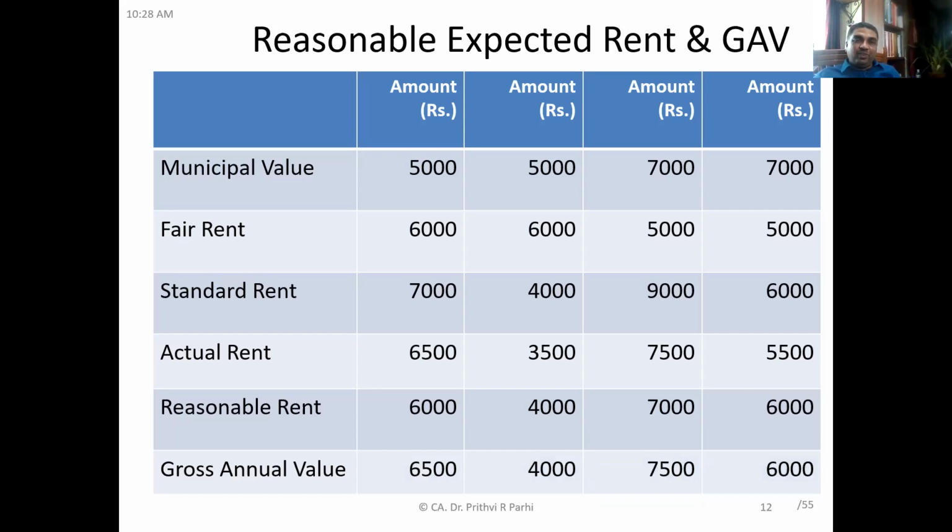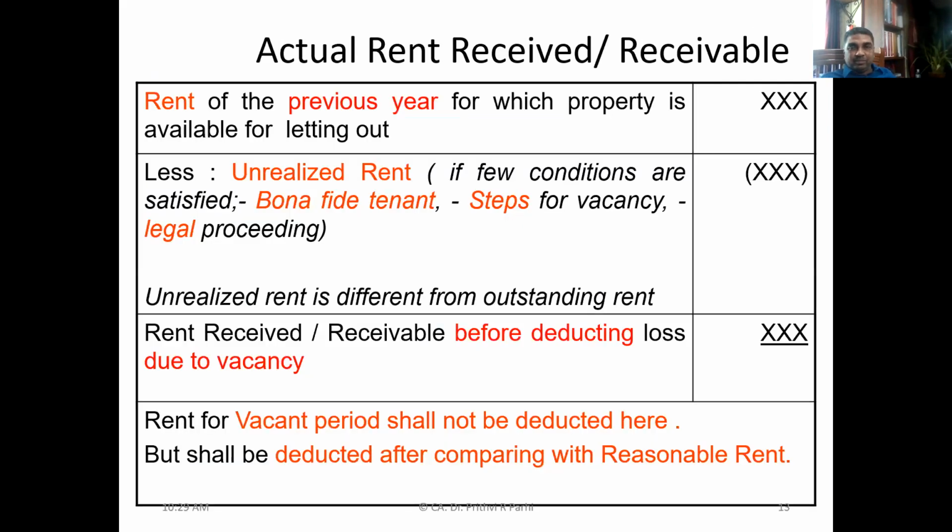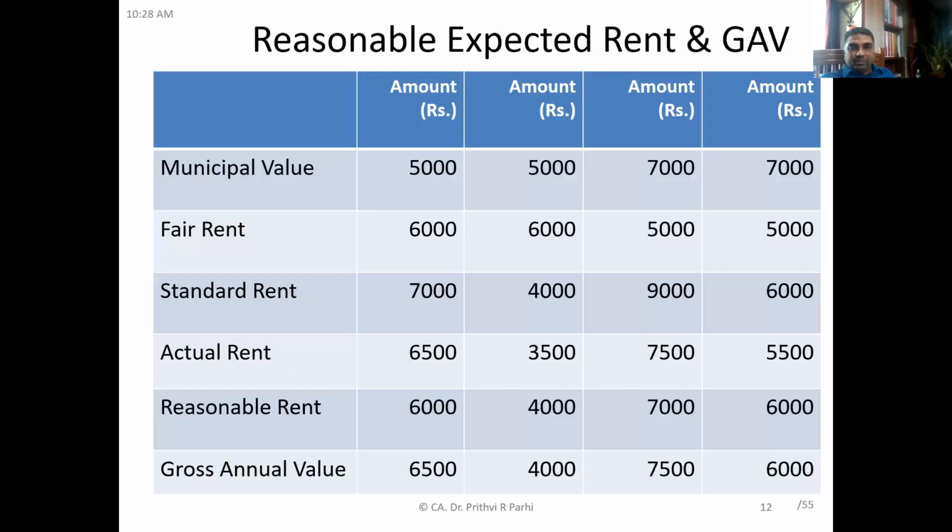Okay, understood now how to compute reasonable expected rent? All of you have understood this example? Yes, sir. After this, things are clear. Yes, sir.